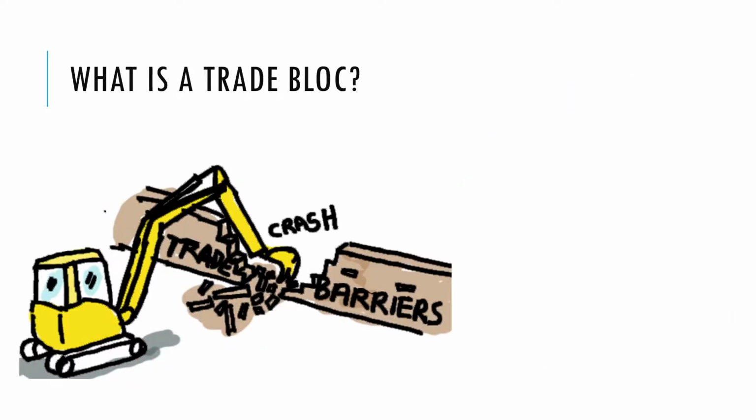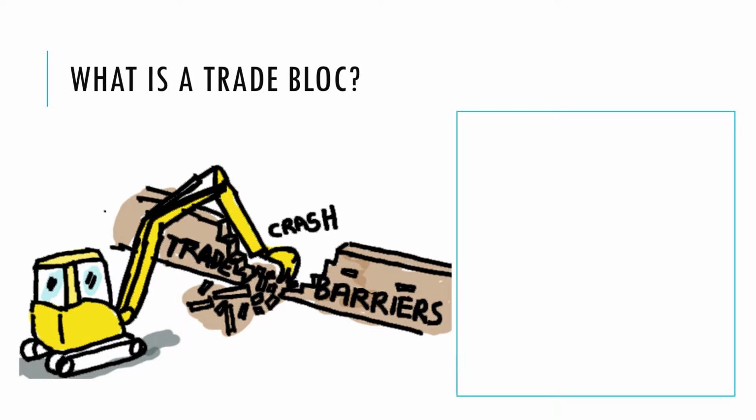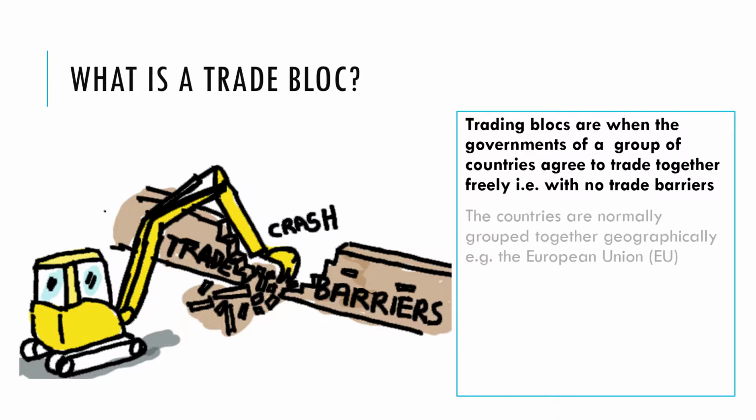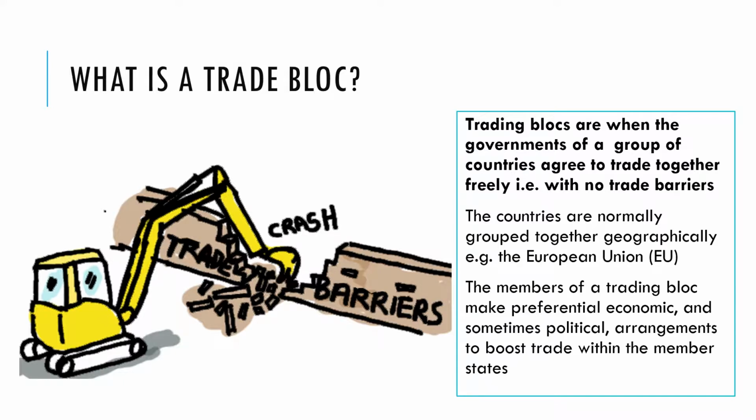So let's start off with what is a trade bloc. Well, a trade bloc exists when governments make agreements between themselves to do with trade. Normally, this is to make trade more free, so to remove trade barriers and encourage trade between the member states. Often, these countries are close together geographically because it makes sense in that respect, because trade is easier to do with a neighboring partner. Sometimes a trading bloc can have agreements that aren't just on trade, they can also sometimes evolve into political arrangements as well.